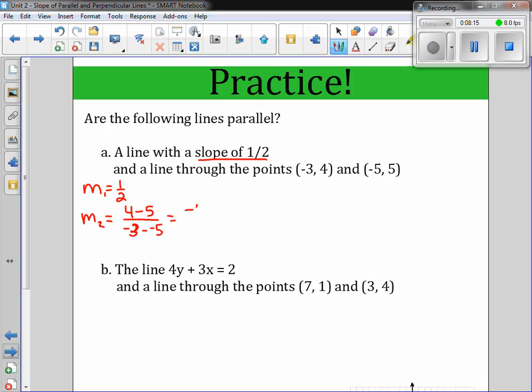4 minus 5 is -1, and -3 minus -5 ends up being +2. I wanted a slope of +1/2, so therefore these lines are not parallel, since 1/2 is not equal to -1/2.